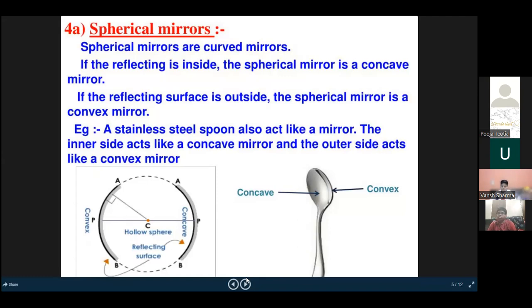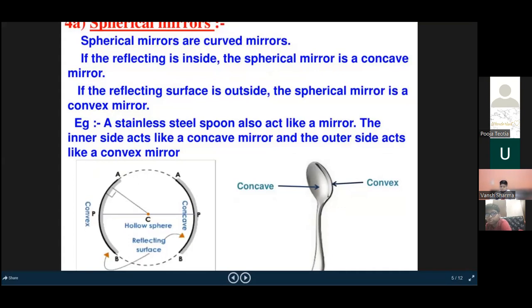A concave mirror is one in which the reflecting surface is inside, and the one with the bulging out surface is called a convex mirror. If the reflecting surface is outside, children, see the diagram. I hope it is clear. This inner black line is showing the reflecting surface. In a concave mirror, the reflecting surface is inside, and here the reflecting surface is outside. That is known as a convex mirror.